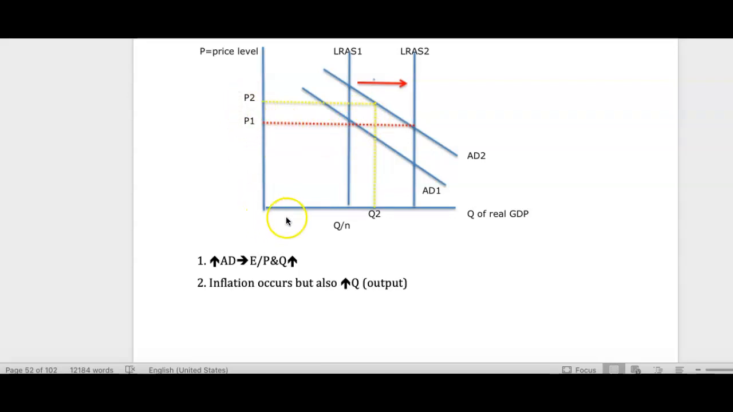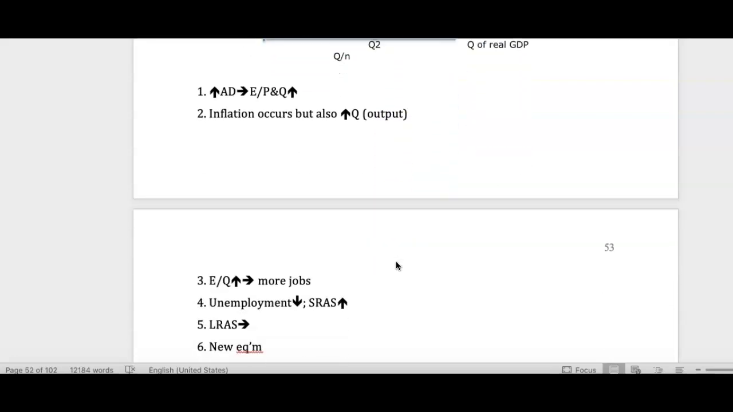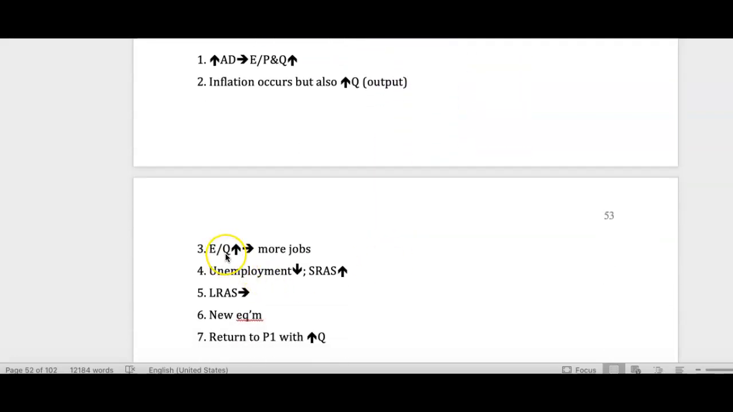So remember, the x-axis represents the quantity of real GDP. The y-axis represents the inflation rate or the price level. So it's the price level of all things, which is the inflation rate. So in the short run, inflation happens, but we're moving from here to here on real GDP. So that's a good thing, right? So the equilibrium quantity goes up.